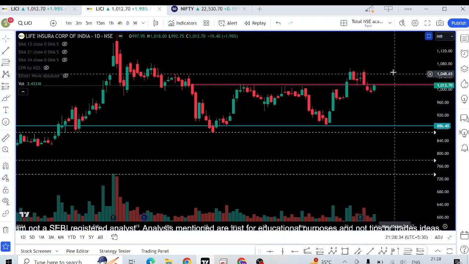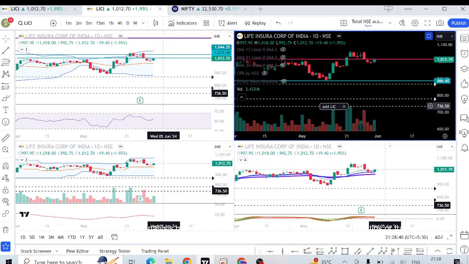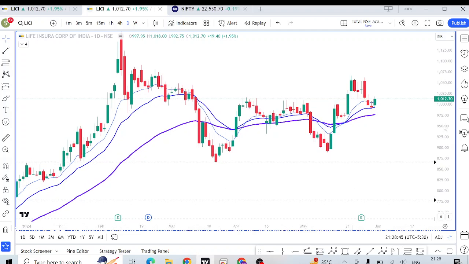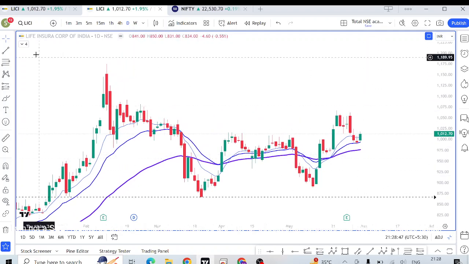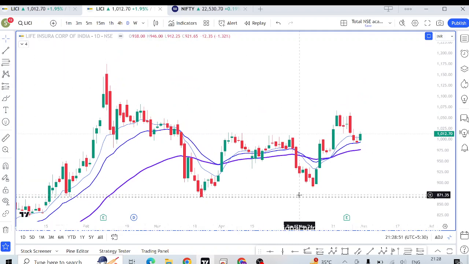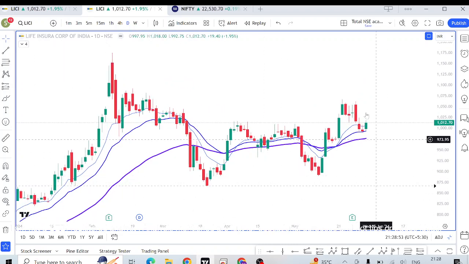I have another setup which I use personally for trading swing stocks. I'll show you. This is nothing but three moving averages: 10, 20, and 50. What I personally follow is, if the 10 is above, the 20 is in between, and the 50 is below that, this is the constant thing.